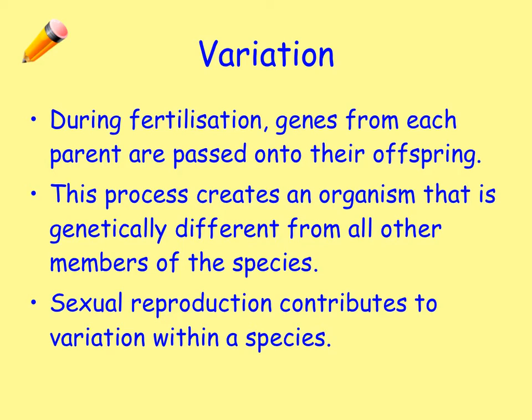Types of variation in just a moment, but first a little reminder that in fertilisation, genes from each parent are passed on to the offspring, and so that creates an organism that is different from other members of the species, even different from the parents, because you're inheriting different genes from these two different parents, and these genes are coming together to produce an individual. So sexual reproduction is what contributes to variation within a species. You're not producing clones, identical copies. What you're doing is combining the genes of these two parents and producing a unique individual.